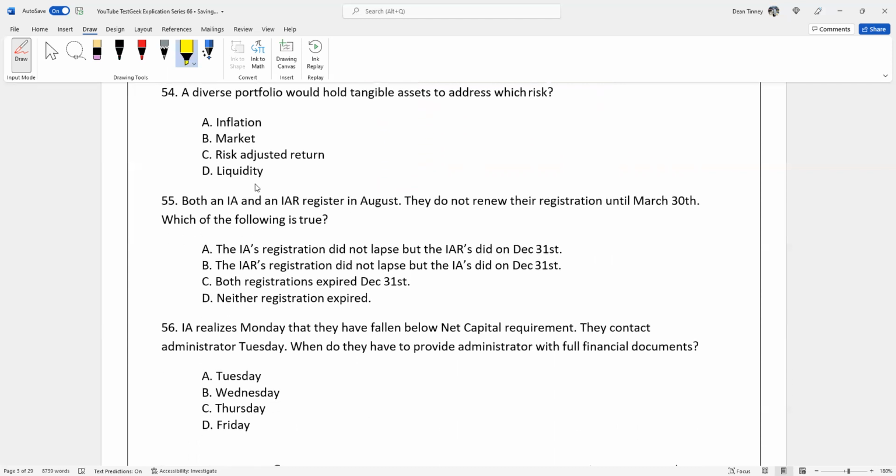I like this one. A diverse portfolio would own tangible assets. Tangible assets would be like precious metals, gold, stamps, real estate, that kind of thing. And those would be a good inflation hedge. I like that one. That's another good one.